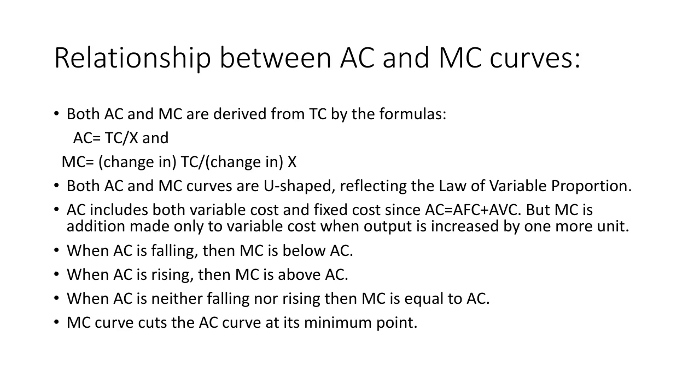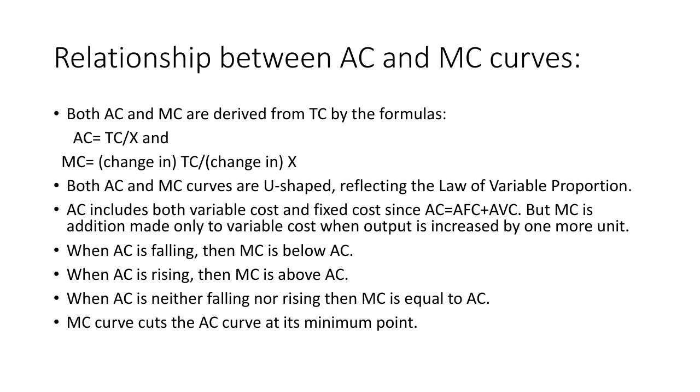Next we will see the relationship between AC and MC curves. Both AC and MC are derived from TC by the formulas AC = TC divided by X, and MC is the change in TC divided by change in X, or delta TC by delta X. Both these AC and MC curves are U-shaped, which reflects the law of variable proportion.